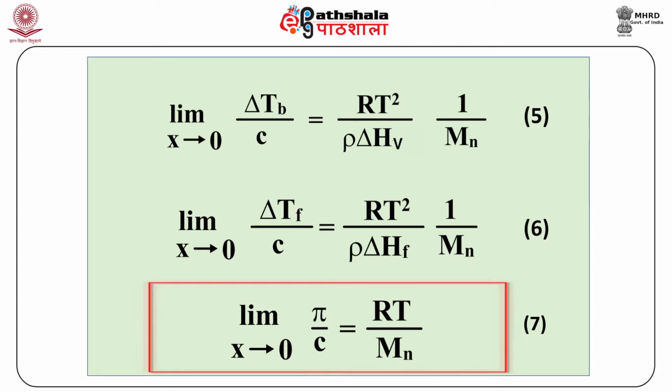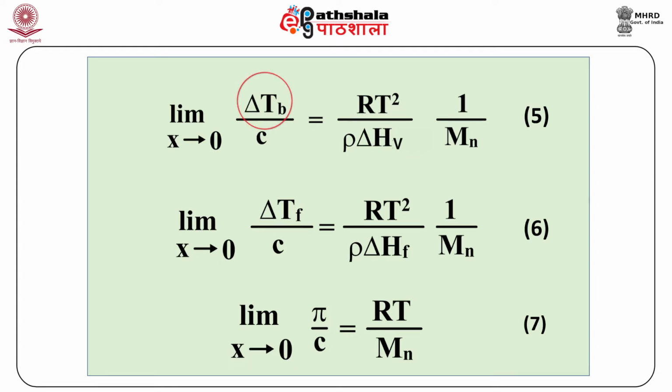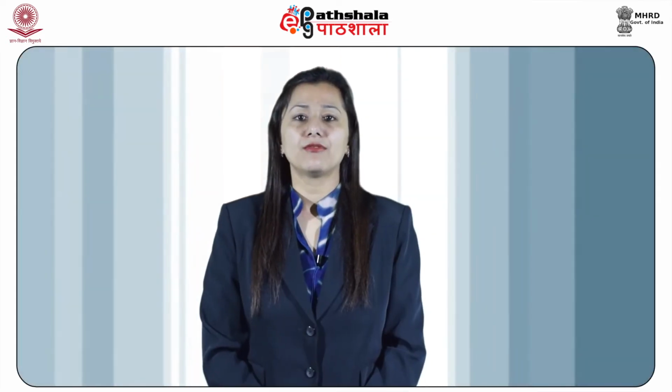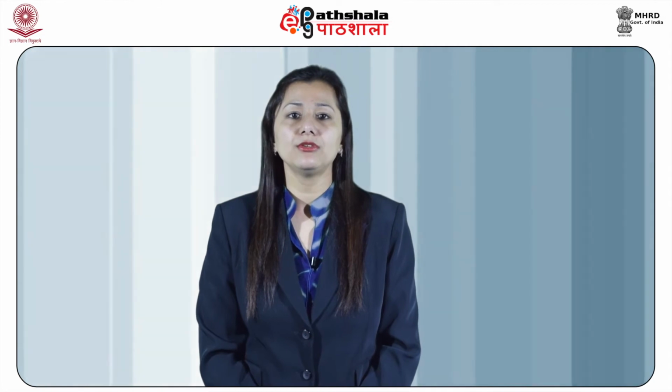where delta Tb is the elevation in boiling point, delta Tf is the depression in freezing point, pi is the osmotic pressure, rho is the density of the solvent, and C is the concentration of the solute in grams per milliliter or grams per centimeter cube. Delta HV and delta HF are the enthalpies of vaporization and fusion respectively of the solvent per gram. The number average molar mass Mn bar has been introduced in equations 5, 6 and 7 in order to make these equations applicable to polydisperse solutes.